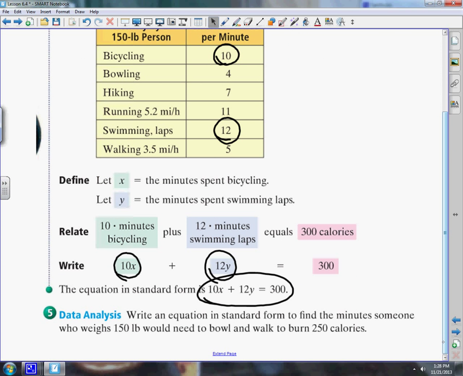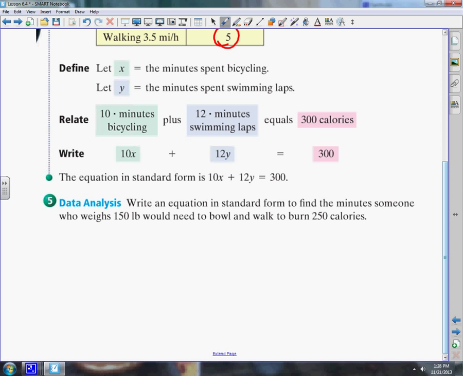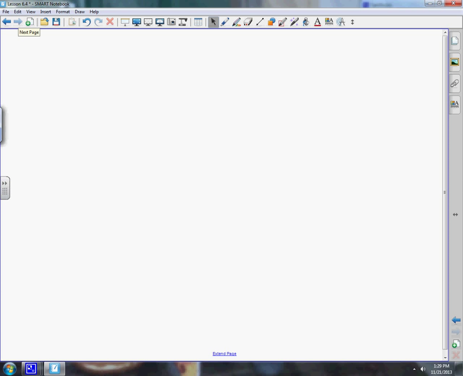So now, write an equation in standard form to find the minutes someone who weighs 150 pounds would need to bowl and walk to burn 250 calories. So try that one. Okay, so bowling is 4 and walking is 5. So what you would have is 4x plus 5y, and you want it to equal 250 calories. So that is it for your notes.